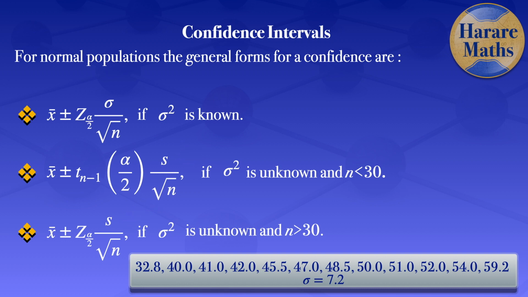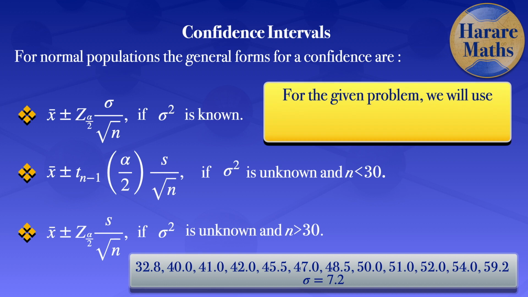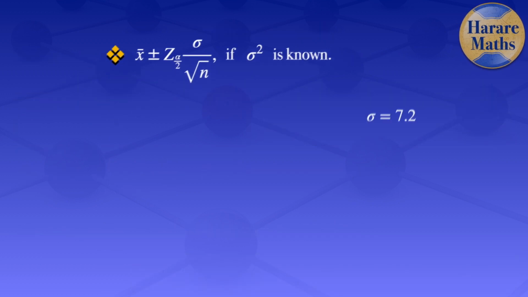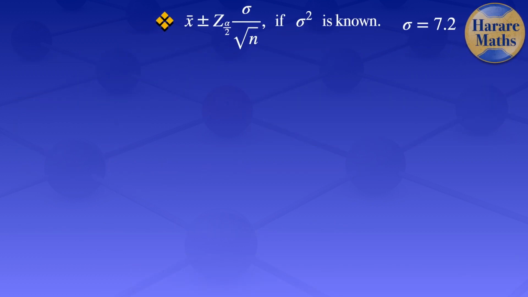So in this case, we are going to use this formula here, this one that I've highlighted, just because our sigma is known. It's the one that we are given there, the 7.2. So that's the form of our confidence interval, and we have our sigma there. And for us to evaluate that confidence interval, we need that x bar. The x bar, that's the arithmetic mean.